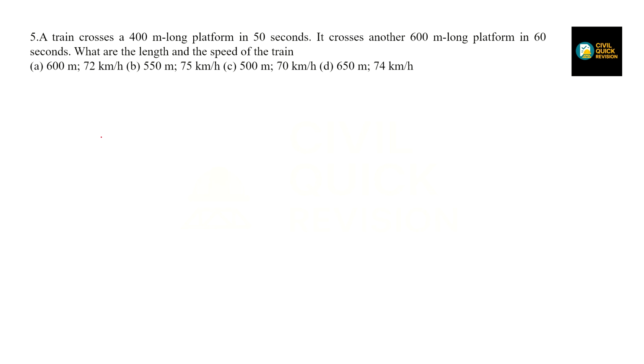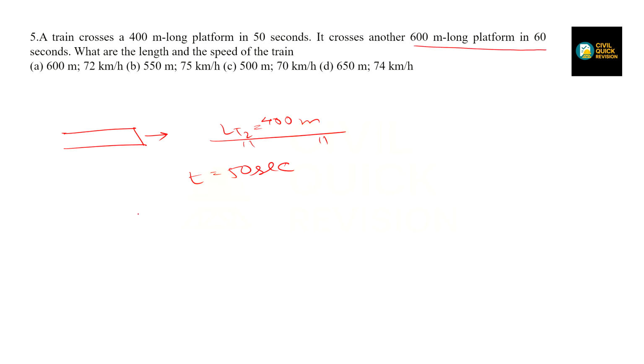A train crosses a 400 meter long platform in 50 seconds. Time is given as 50 seconds. Okay, it crosses another 600 meter platform in 60 seconds. It also crosses a platform whose length is given as 600 meter.